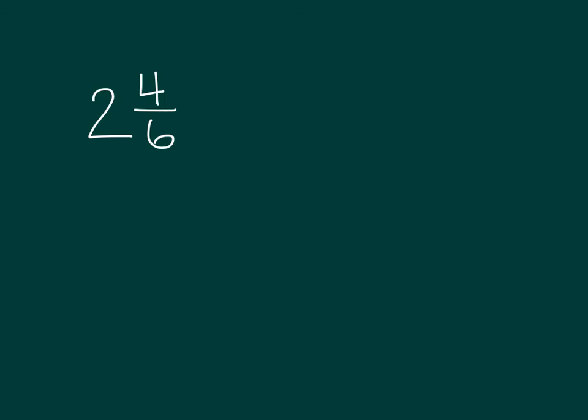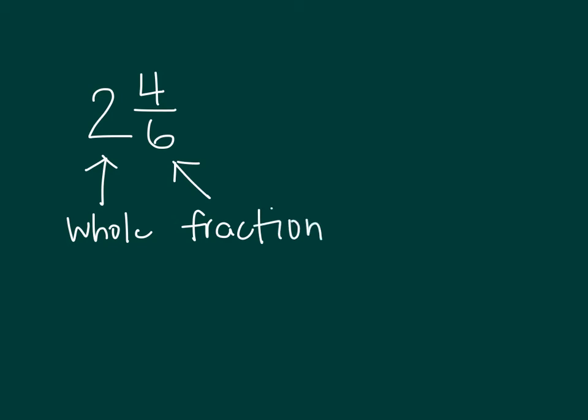Now, sometimes you might be asked to simplify a mixed number, and all a mixed number is, is a combination of a whole number and then the fractional part of the next number. So we are in between the number 2 and 3. We've gone past 2, we have 2 wholes, and then we have 4/6 of the next whole. We have not yet gotten to 3.